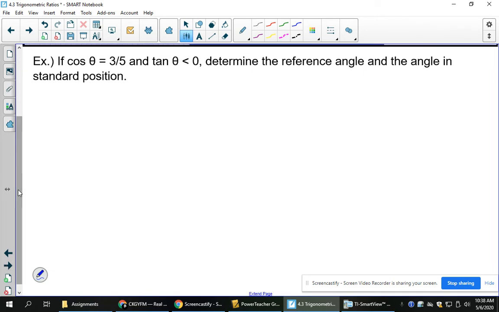All right, giving you a little bit more information in this one in a different way. They're giving you cosine again, so this tells you that you have the adjacent and hypotenuse, and you can use Pythagorean theorem to find the opposite side. They've also told you tan theta is less than 0. What does less than 0 mean in plain old English? Less than 0 is negative.